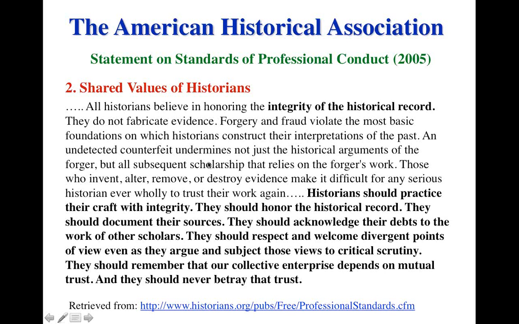Number 2, shared values of historians. Where the ellipses are, I was cutting and pasting, so there's some verbiage in between. However, the bold is still the same. So you can go to that website and look at it. But there it is: integrity with historical record. Do not fabricate evidence. Forgery and fraud violate the most basic foundations, and so on and so forth. So really, a very, very clear statement here.